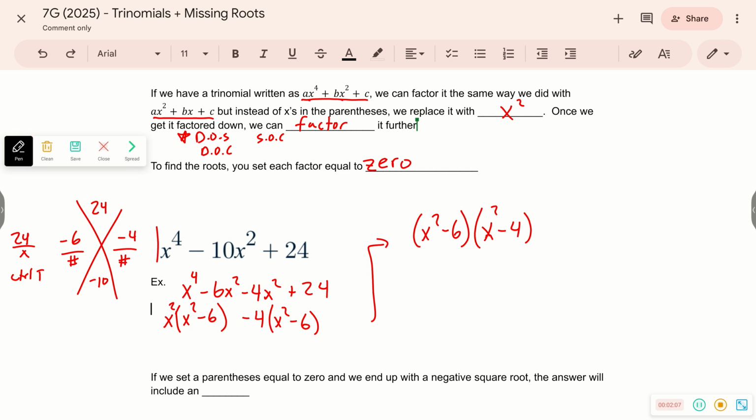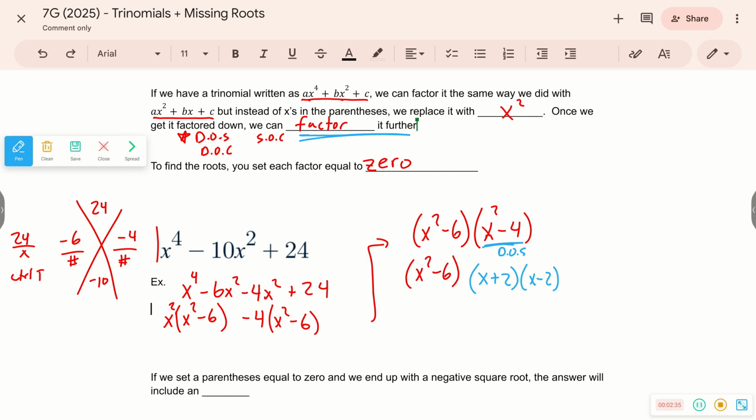So, in terms of factoring it further, we can factor the x squared minus 4 because this is a difference of squares. So the x squared minus 4 can become x plus 2 times x minus 2. And we still have the x squared minus 6 over here.